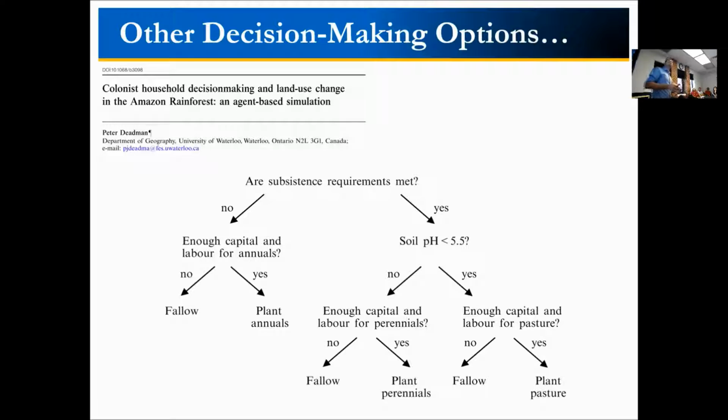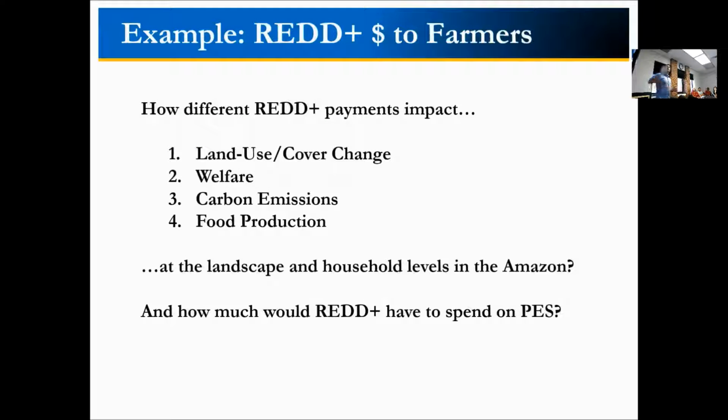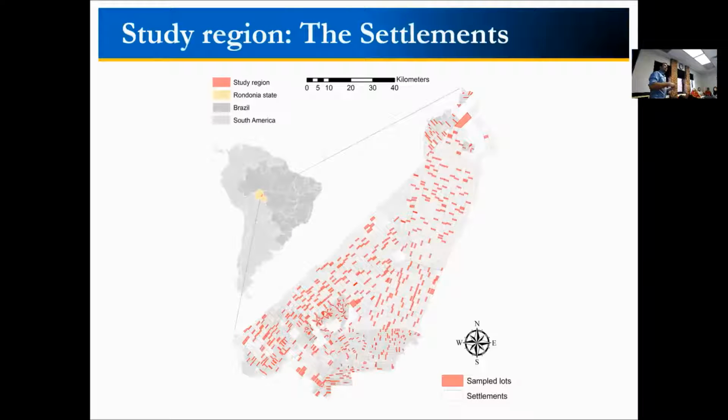Okay. And this is the example that I would like to show you. This is from my dissertation. So the idea here was to come up with this coupled human-natural system model that simulates how REDD payments impact land use, welfare, carbon emissions, and food production at the landscape and household levels in the end. And also, how much would REDD actually spend on payments for environmental services? I'm not really going to go into detail on this, so feel free to ask me questions.